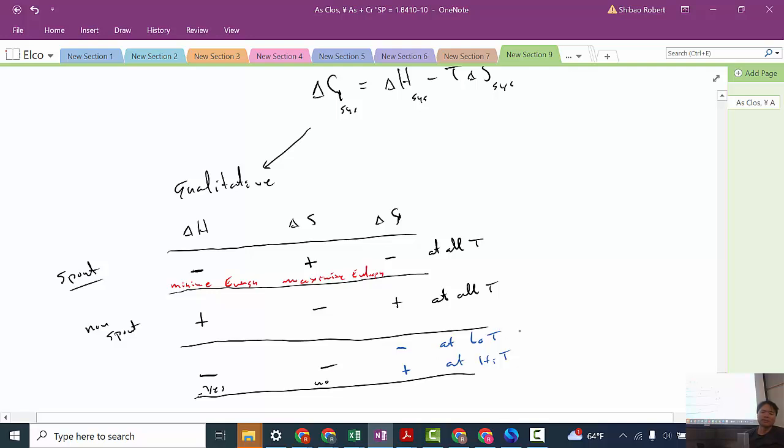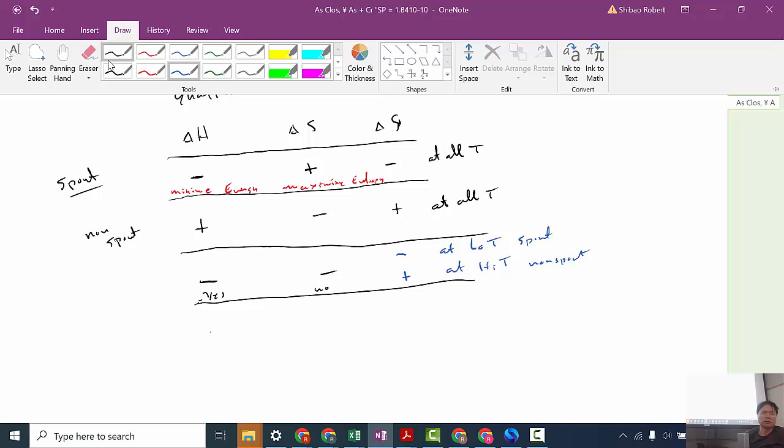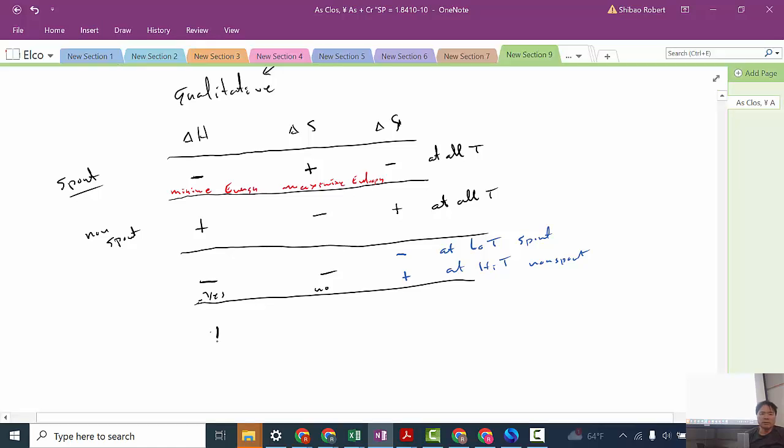And so we say that this is spontaneous at low temperature, non-spontaneous at high temperature. High temperatures favor the entropy term. So if the entropy term is saying no, then high temperature is going to magnify that. And then let's say the energy says no, but the entropy says yes.